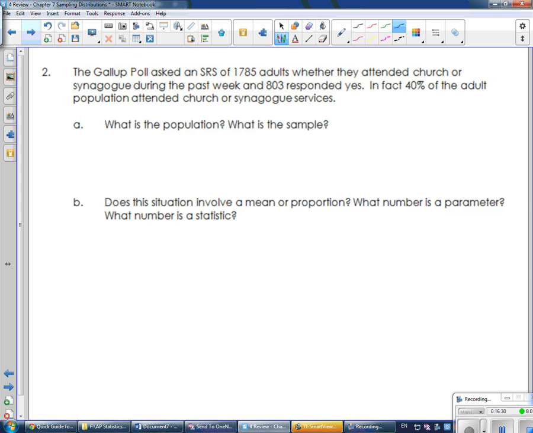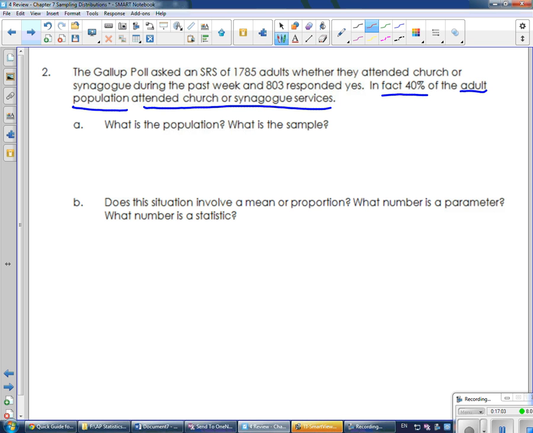It says the Gallup poll asked a simple random sample of 1,785 adults whether they attended church or synagogue during the past week, and 803 responded yes. In fact, 40% of the adult population attended church or synagogue services. So let's talk about the population. I'm going to underline this in blue. It tells us that we're dealing with adults in our population, and we also know that 40% attended church or synagogue, so that gives us our parameter.